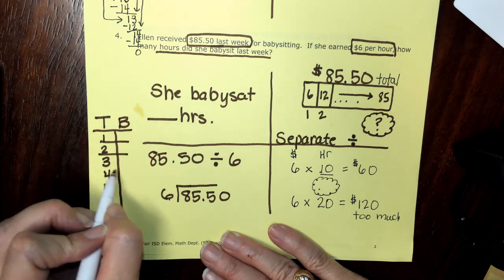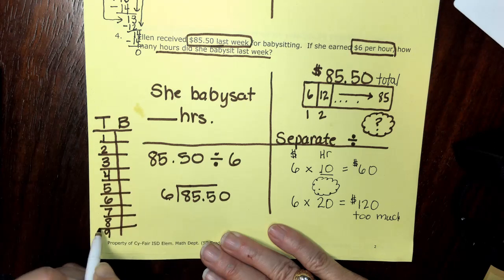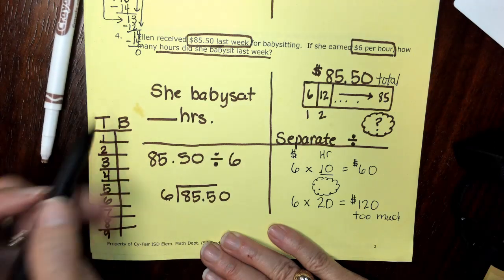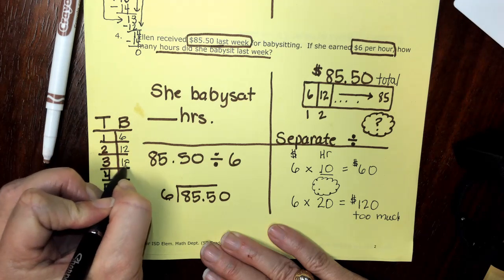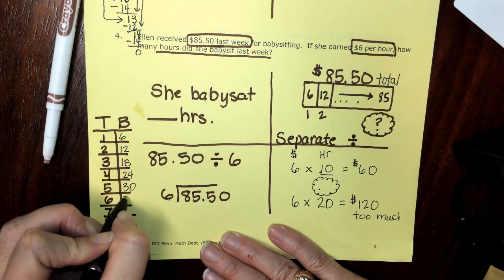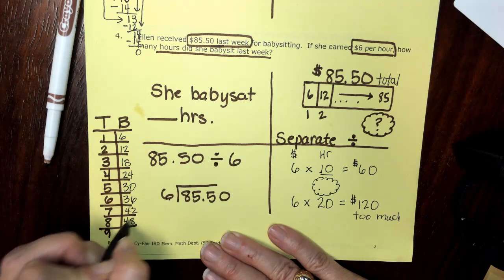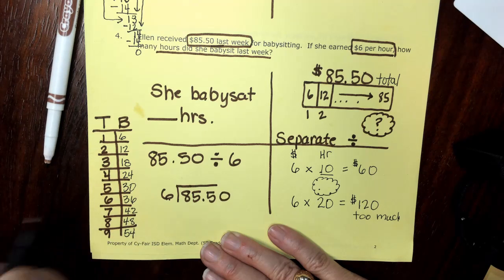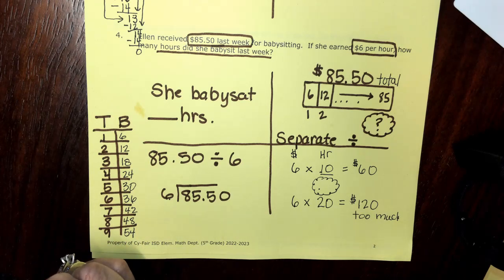And then on the B side, we're going to quickly count by 6s. So we can say 6, 12, 18, 24, 30, 36, 42, 48, and 54. Now that you have all of the pieces, you ought to be able to get the correct answer on your own.